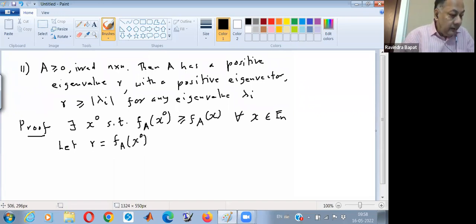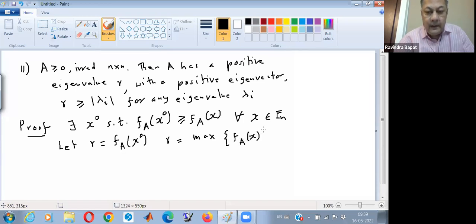And I will show that R is an eigenvalue with an associated eigenvector, a positive eigenvector. Okay, so suppose R is that. Another way of writing R, the same thing, is that R is the maximum of FA(x), x belongs to En. Same thing I'm rewriting in a different way.